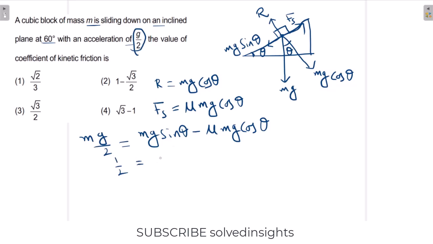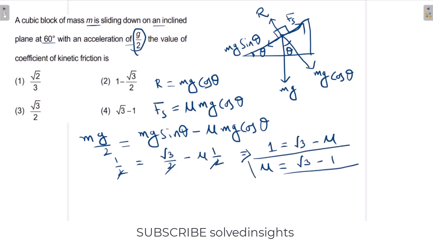So, sin 60 degrees is root 3 divided by 2, minus mu mg cancels. So, cos 60 degrees is half. So, again half cancels from both sides. So, from here we can write 1 is equal to root 3 minus mu, or mu is equal to root 3 minus 1. So, the value of the coefficient of friction is root 3 minus 1, that is option 4, the correct answer.